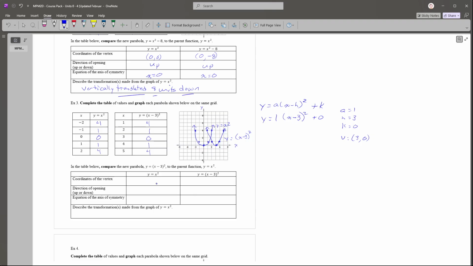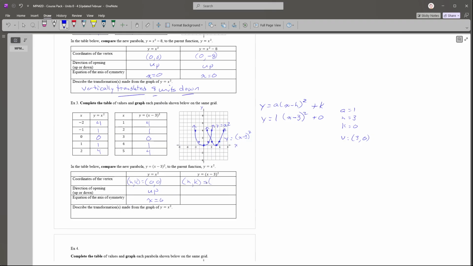So our original vertex, our parent relation, y is equal to x squared. You're at 0, 0. I know your vertex is at 0, 0. You've never changed. I know you. Direction of opening, still opening up. A value is a positive number. Equation of axis of symmetry. Where is it? X is equal to h. X is equal to 0. Remember, this is hk, right? Over here we have hk, right?